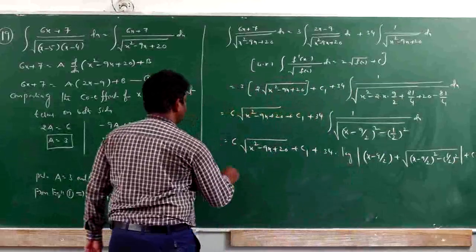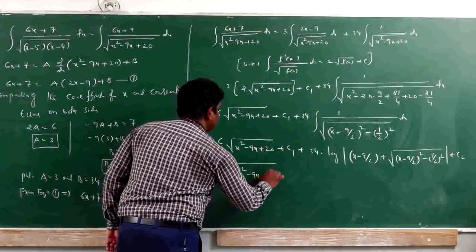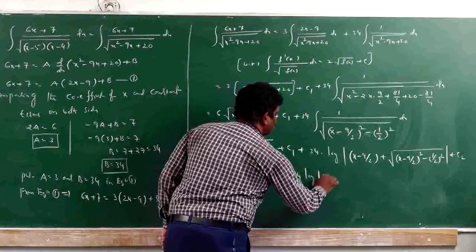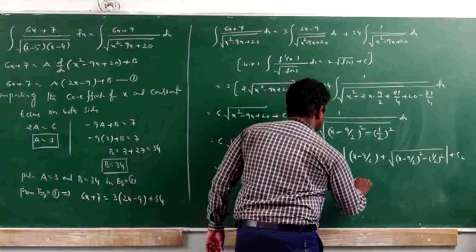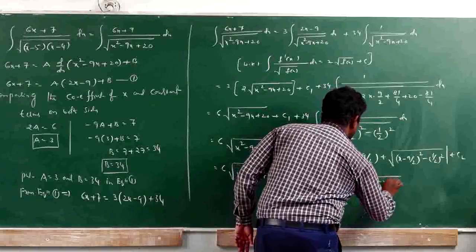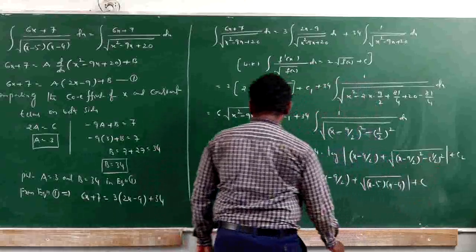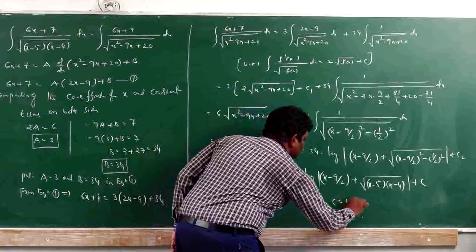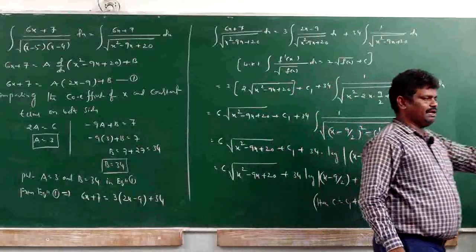Then finally what we have done here: 6 into square root of x square minus 9x plus 20, so 34 into log of x minus 9 by 2 plus square root of the given function, x minus 5 into x minus 4, plus c value. Here c is equal to c1 plus c2.